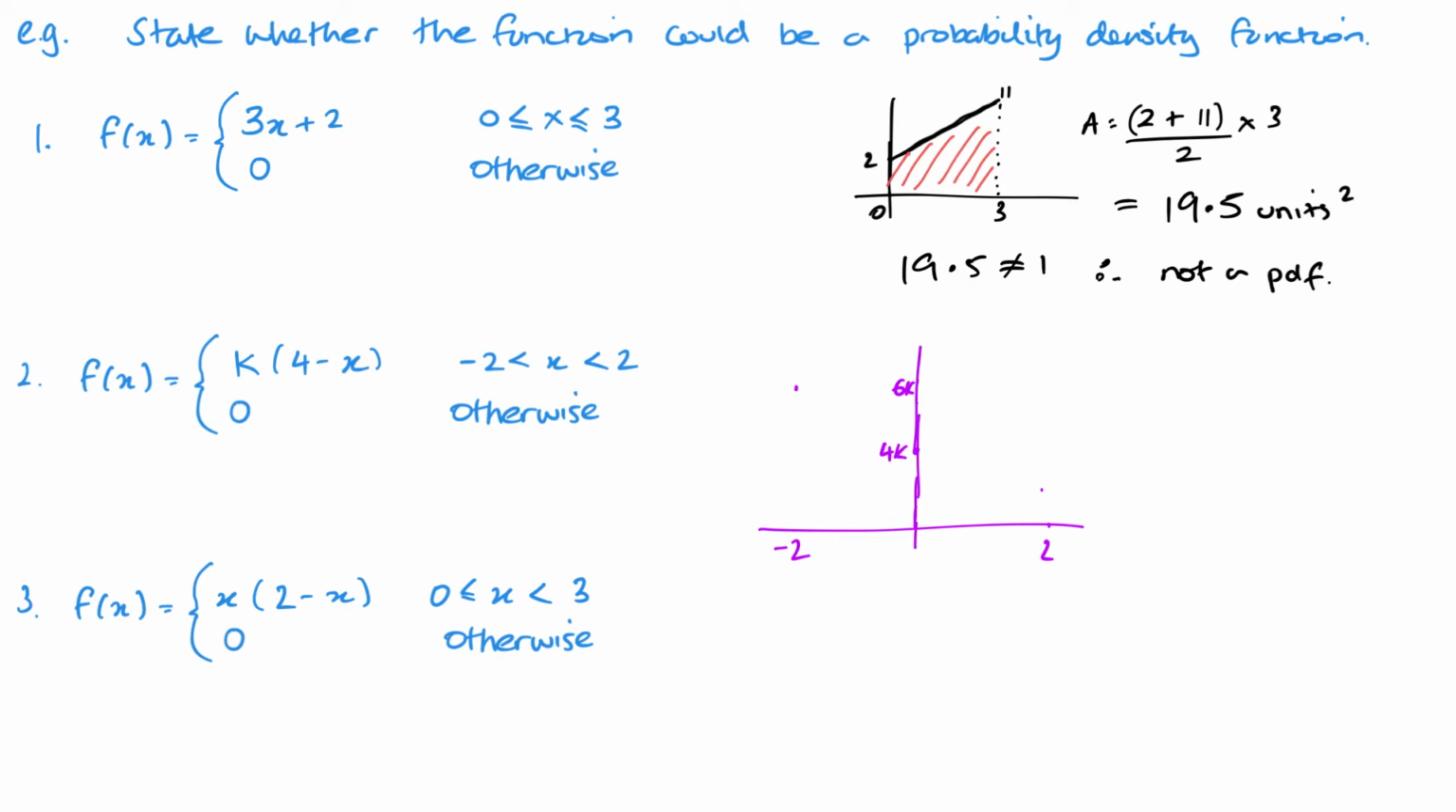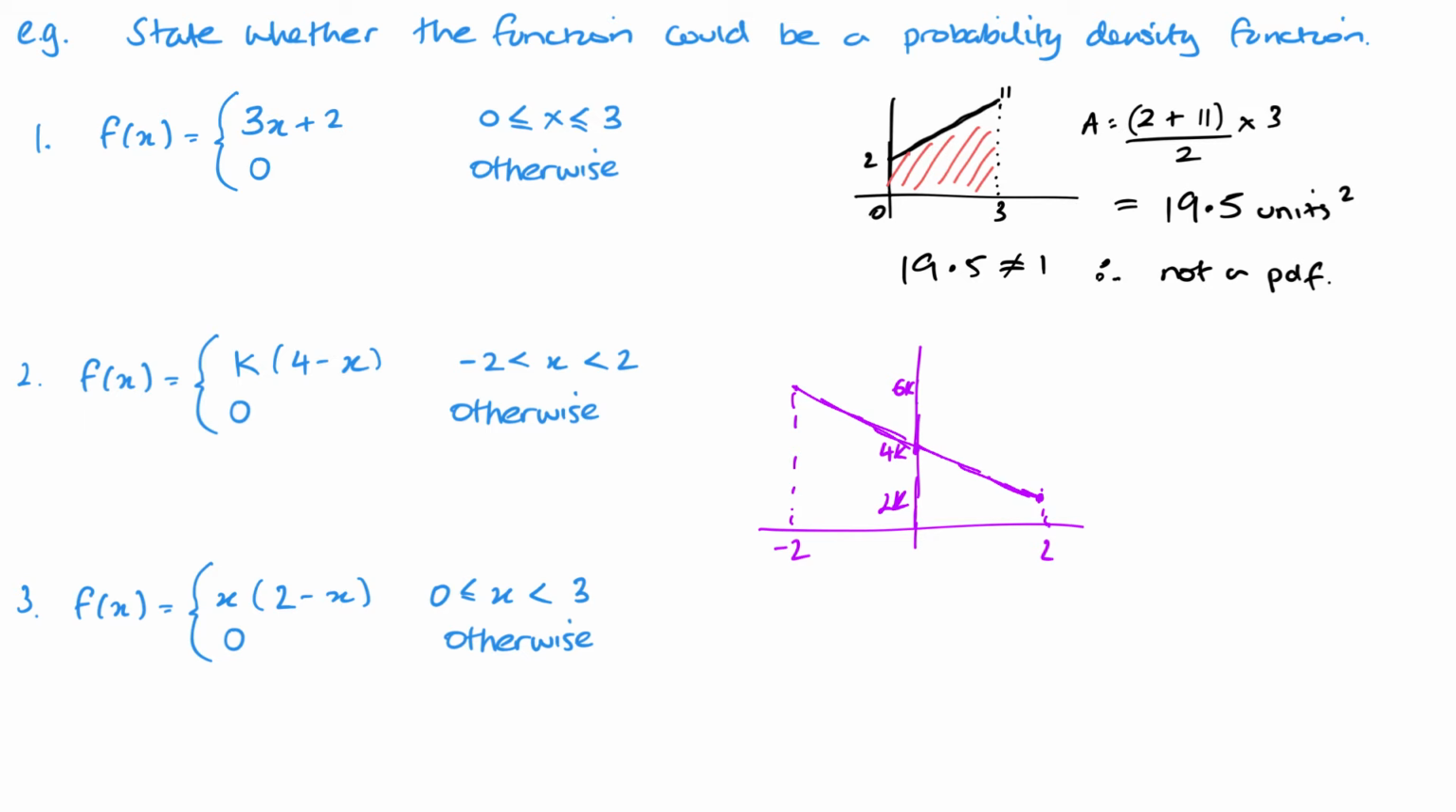So what I get is, I should get a straight line there. Let's put it that way. And there we have our graph, our function. Okay, now notice it's in terms of k, and that's perfectly fine. But for this to be a PDF, the area underneath must be equal to 1, isn't it?